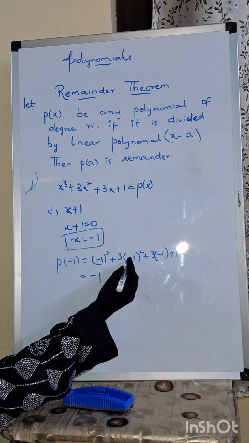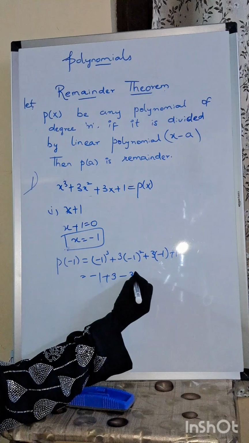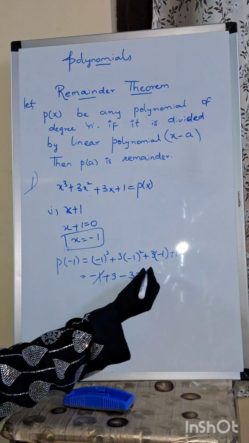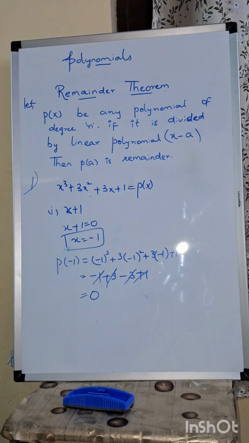So this will be minus 1. Minus into minus plus, 3 1s are 3. Plus into minus minus, 3 1s are 3 plus 1. So here minus 1 plus 1 minus 3 plus 3 will get cancelled. So p of minus 1 is nothing but 0. Okay. So here what is the remainder here? Remainder is nothing but 0. Similarly, you have to solve for another question.